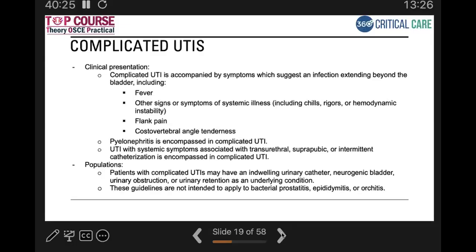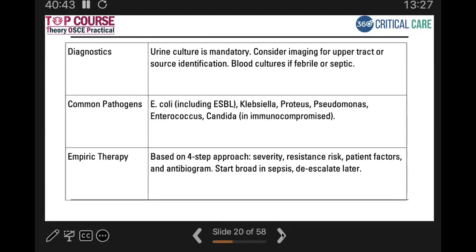Okay. So complicated UTI, simply, is any infection beyond the bladder, and the patient will have fever, systemic symptoms, flank pain, costovertebral angle tenderness, and the patient will have some underlying risk factors like a catheter, immunosuppression, and some problems with the anatomical tract. Okay. So when it comes to complicated UTI, urine culture is mandatory.